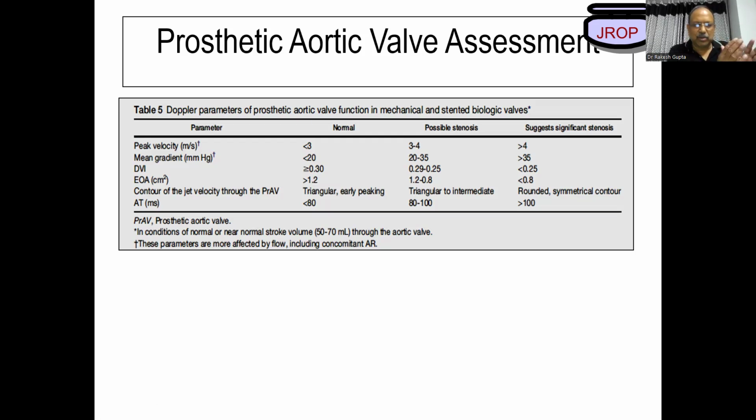Same thing if you look at the mitral valve. We have velocity, peak velocity, mean gradient. And another important thing is we look at the Doppler velocity index. And here we are looking at LVOT velocity versus aortic valve velocity. We calculate effective orifice area and the contour of the jet, which is triangular, early peaking, with short acceleration time.